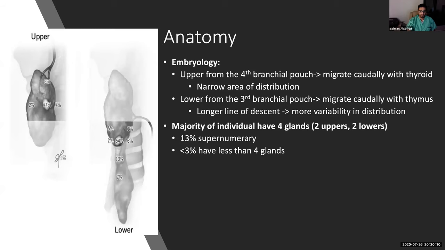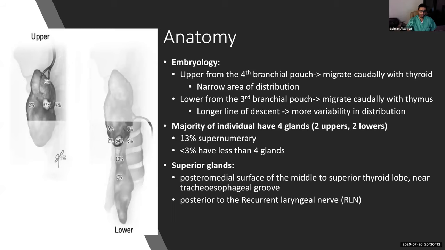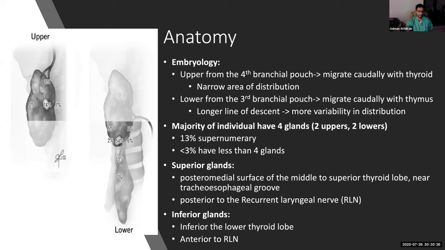The superior glands are basically located on the posterior medial surface of the middle to upper thyroid lobe near the tracheoesophageal groove. They tend to be posterior to the recurrent laryngeal nerve, whereas the inferior glands are inferior to the lower thyroid lobe and they tend to be anterior to the recurrent laryngeal nerve.